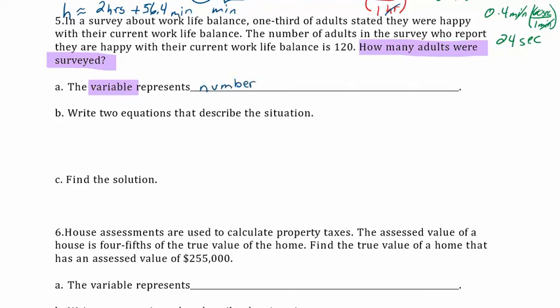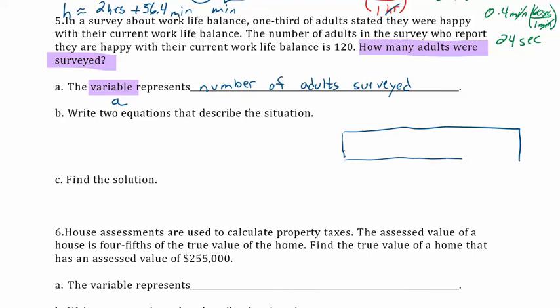What variable do we want to use for this? How about A for number of adults? Okay, let's see if you can write an equation. Pause the video, restart it when you think you have an equation. All right, let's see if we can draw a picture of this. 1/3 of adults say they were happy, and the number of adults who say they're happy is 120. So we've got some larger number of people that were surveyed. This is the total number of people surveyed. This is what we don't know.